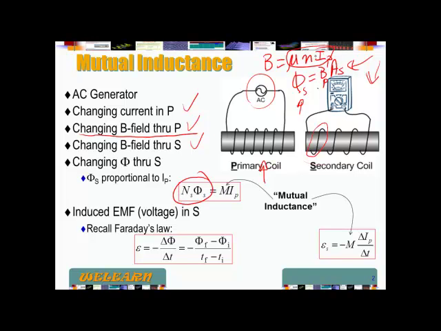So if I take the expression for B and replace it here, what I get is phi sub s is equal to mu n I sub p A. You notice here that phi sub s is proportional to I sub p. That's what we have written here. Now, the proportionality constant M we define as mutual inductance. We call it mutual because it's between two coils.